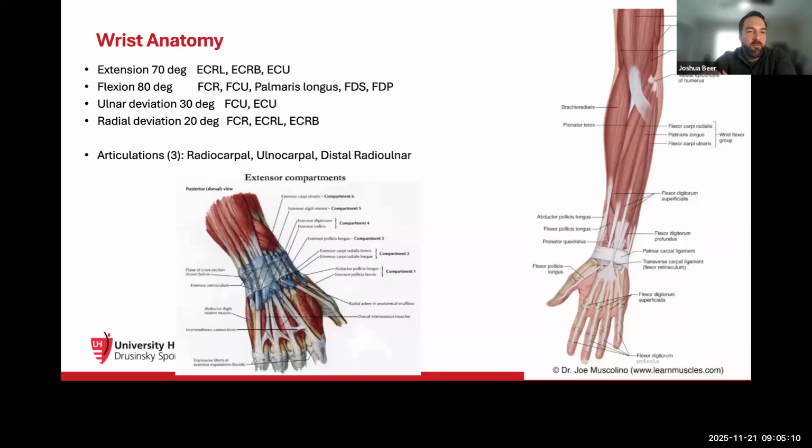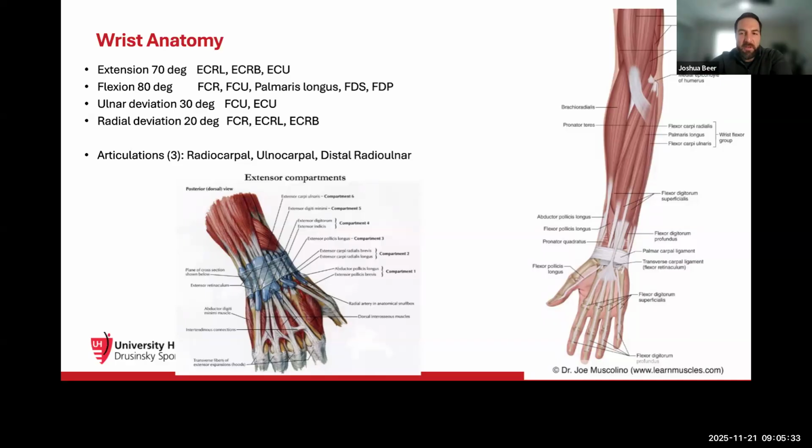A brief review of wrist anatomy: extension to about 70 degrees, flexion to 80 degrees, ulnar deviation to 30, radial deviation to 20. There are 3 articulations: radiocarpal, ulnocarpal, and distal radioulnar. There are a lot more ligaments. I didn't review them all here compared to the elbow.